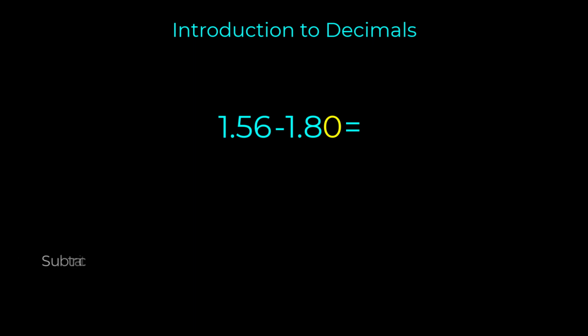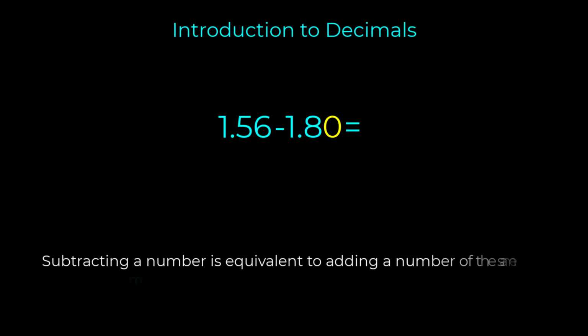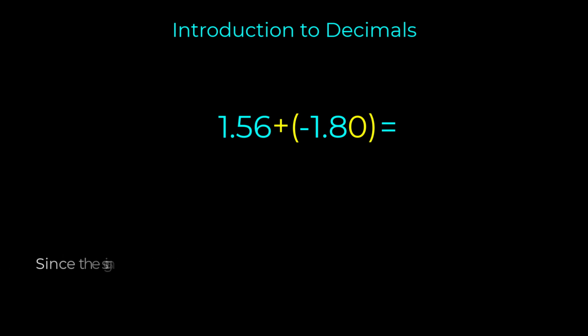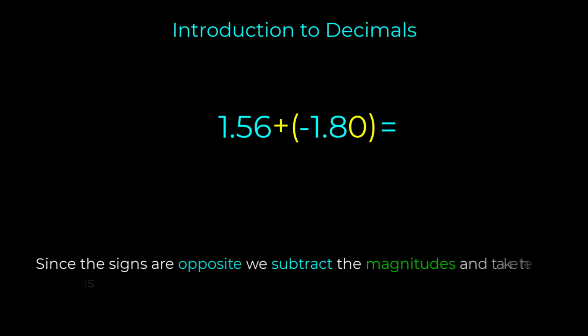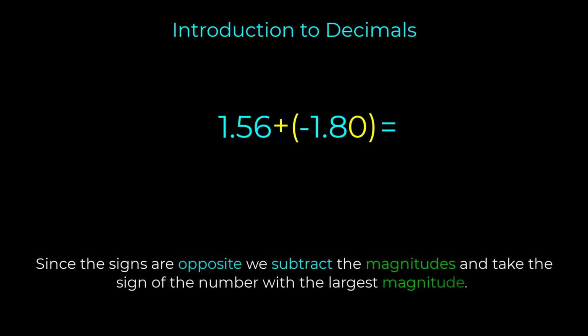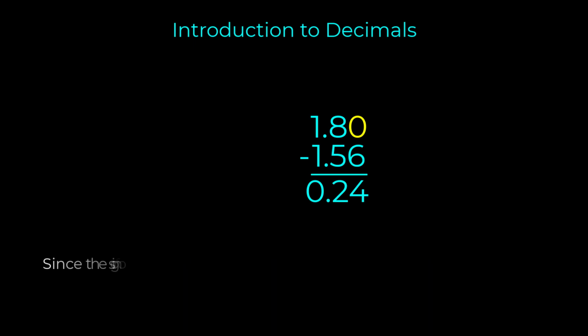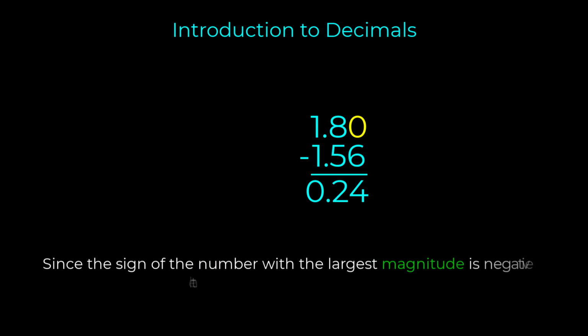Now recall that subtracting a number is equivalent to adding a number of the same magnitude but opposite direction. So my problem is now 1.56 plus negative 1.80. Since the signs are opposite, we subtract the magnitudes and take the sign of the number with the largest magnitude. 1.80 minus 1.56 equals 0.24. Since the sign of the number with the largest magnitude is negative, the answer is negative 0.24.